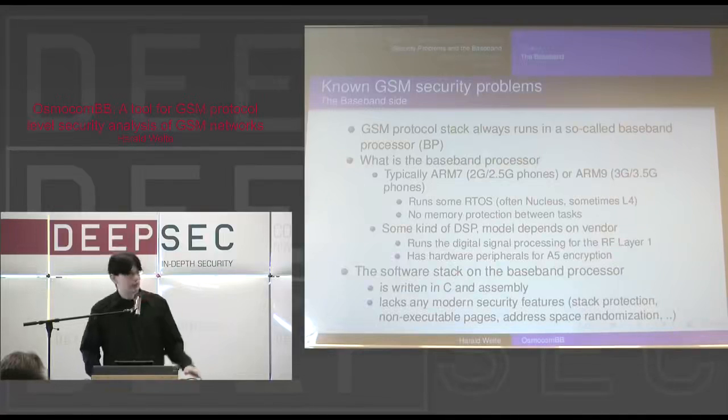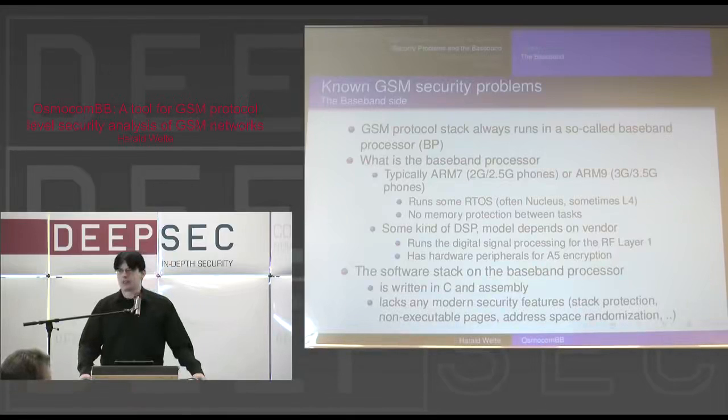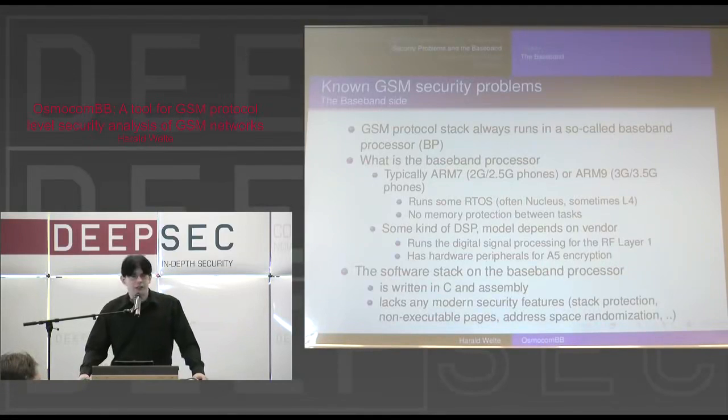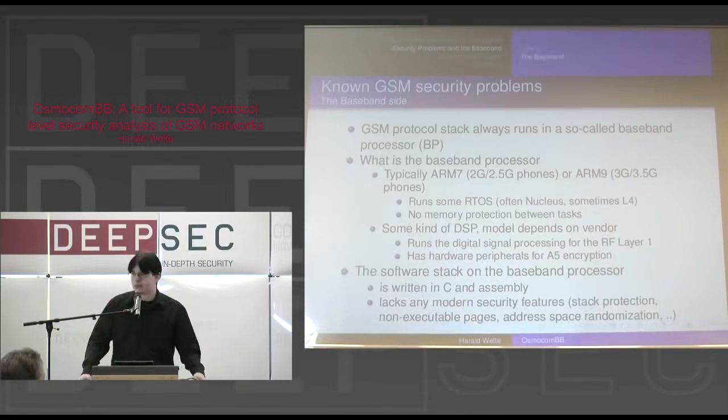OsmocomBB is, we have to look a little bit at what this baseband processor is. It's typically an ARM7 or an ARM9 core. In all the GSM and GPRS and EDGE-only phones that don't implement 3G, you will very likely find an ARM7 core. ARM7 means there is no memory management unit, thus there's no memory protection, no non-executable pages, and so on.